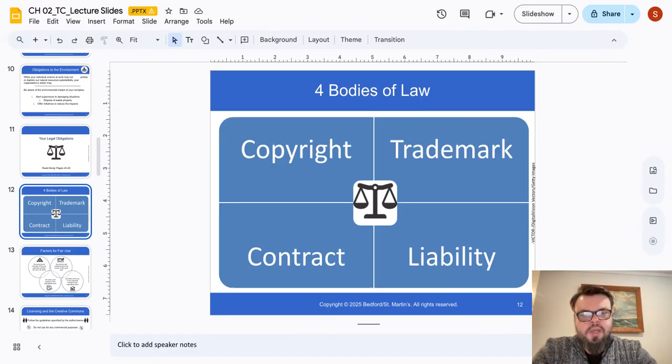As technical communicators, we often sit right in the middle of these forces. A single document, like a manual or website, can involve all four at once. This slide is setting up the idea that legal responsibility in professional writing is systemic, not isolated, and that decisions in one area can affect risk in another.